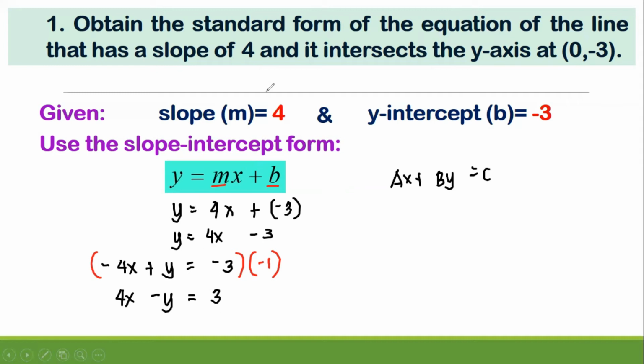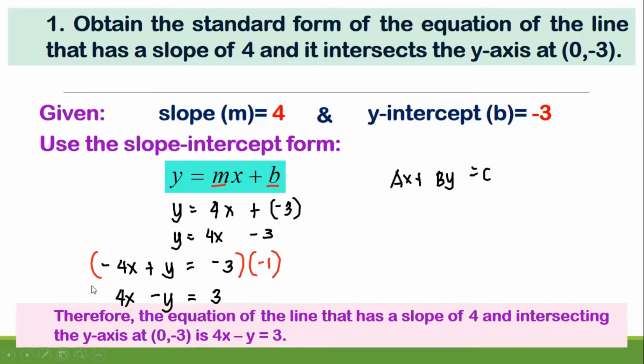You notice that once we multiply everything by -1, all the signs here turn into their opposite. So don't forget to write down your conclusion, which is: therefore, the equation of the line that has a slope of 4 and intersects the y-axis at -3 is 4x minus y equals 3.